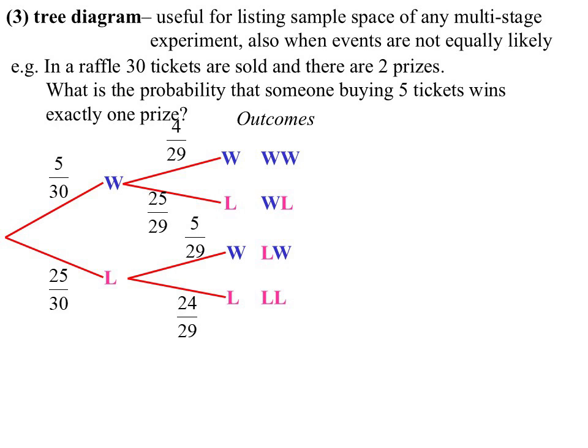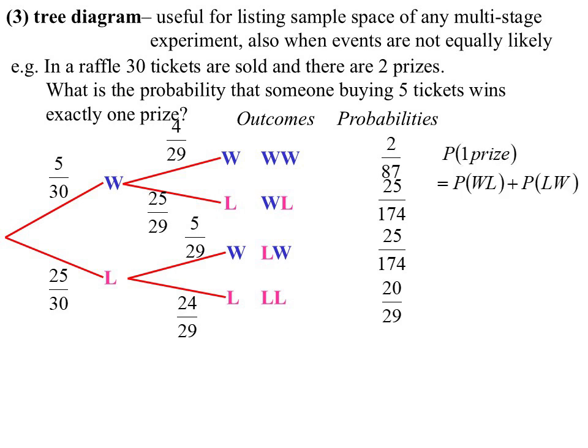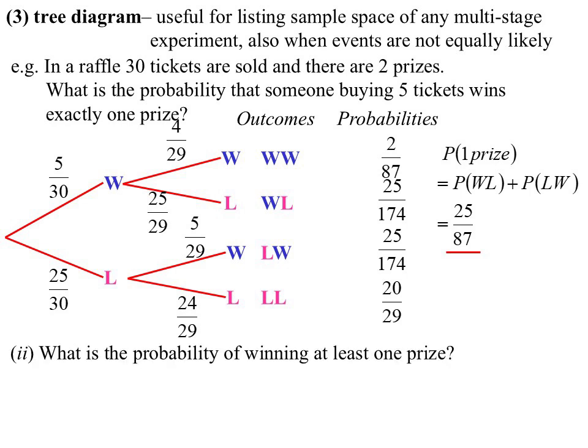I could win-win, win-loss, loss-win, or loss-loss. And I worked out all the probabilities. Possibly I didn't have to work them all out for this one, but we want win-loss or loss-win. 25 on 87. Remember, if you find yourself saying or, then you're going to be adding the probabilities. If you find yourself saying and, you're going to be multiplying the probabilities. Like here, it's win and win, so I multiplied the probabilities. Whereas over here, it was win-loss or loss-win, so I added the probabilities. At least 1, again let's use the complementary event idea, 1 minus no prizes, 9 on 29.